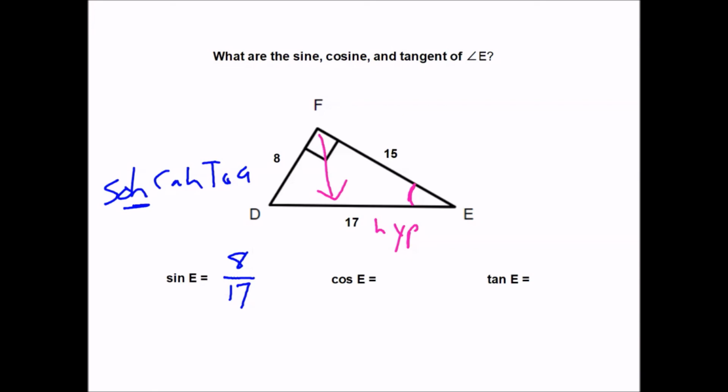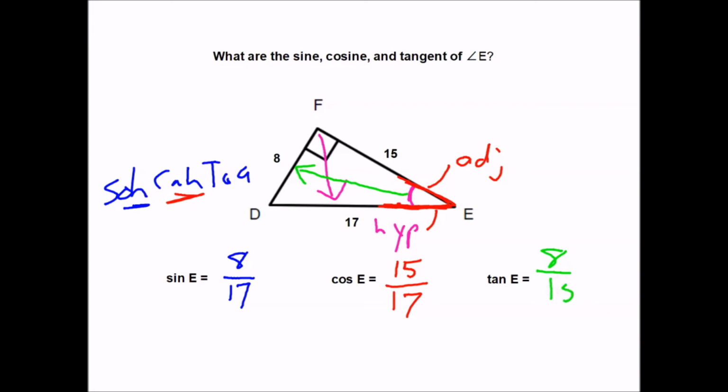For the cosine of E, that's Cah, so adjacent. These two sides make angle E. This is already the hypotenuse, so adjacent would be this side, which would be 15 over 17. And then finally, for tangent of E, it would be the opposite side, so there it is, 8, over the adjacent side, which we already defined as 15. So 8 over 15.